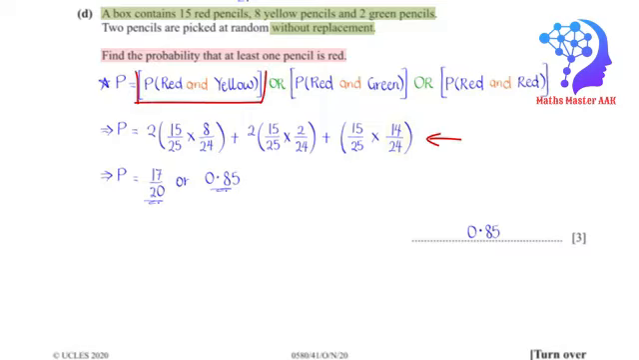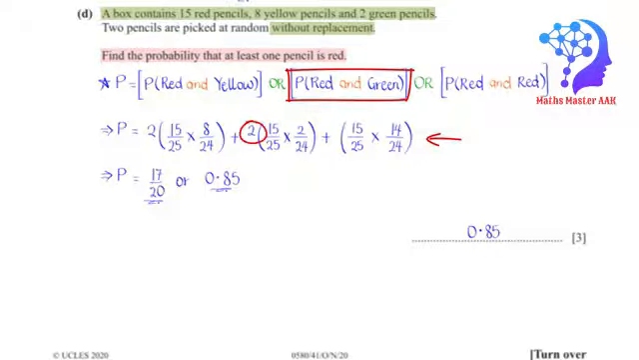For this scenario, a red pencil can be picked first and a yellow pencil picked second, or a yellow pencil picked first and a red pencil picked second. And so we are going to multiply this probability by 2. For this probability as well, a red pencil can be picked first and a green pencil picked second, or a green pencil picked first and a red pencil picked second. And so we are going to also multiply this probability by 2. When we type this into the calculator, we get the final probability as 17 over 20, or 0.85.